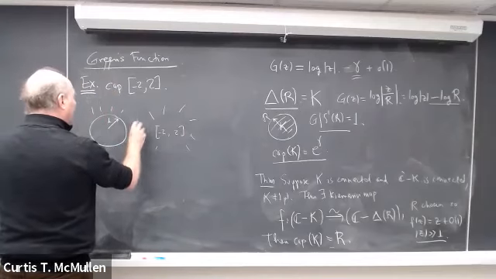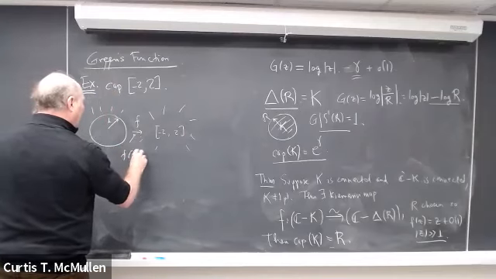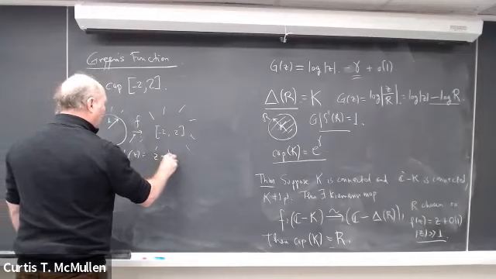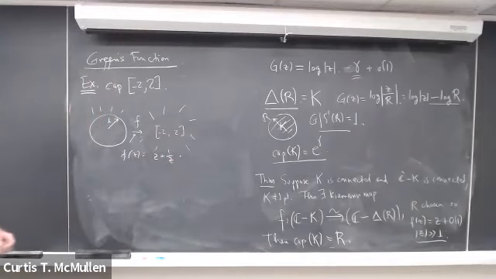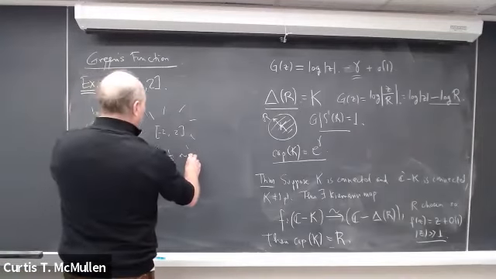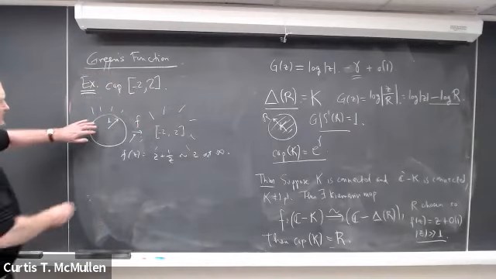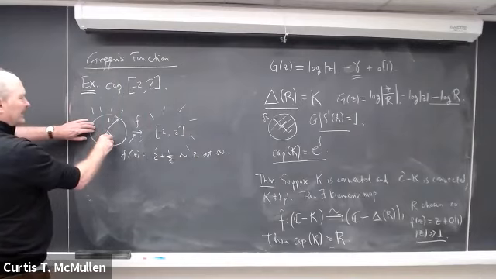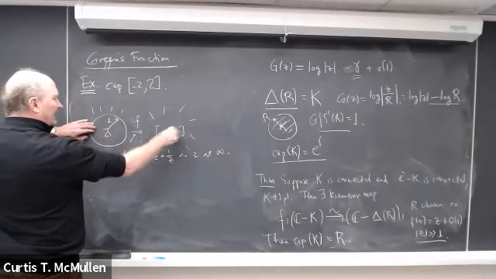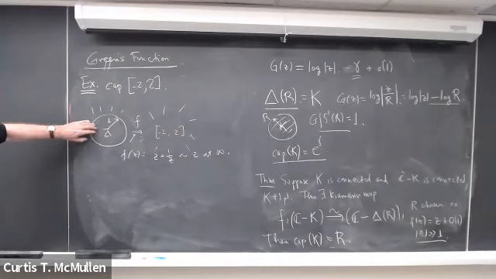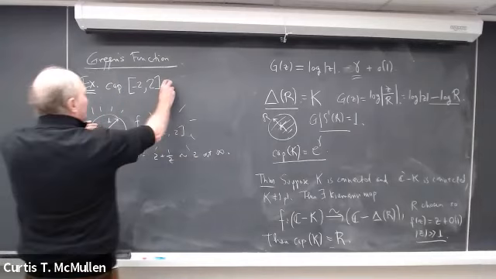Namely, f of z is z plus 1 over z. And this mapping is obviously asymptotic to z at infinity. And so it follows that the capacity of the unit disk is the same as the capacity of the interval from -2 to 2. And since this is 1, this is also equal to 1.